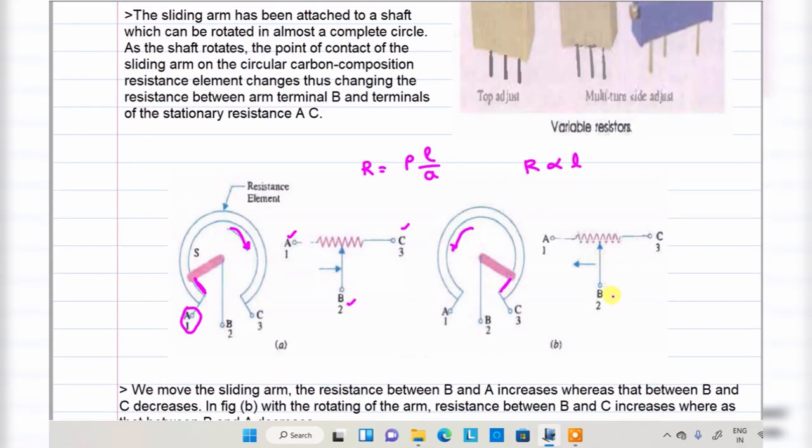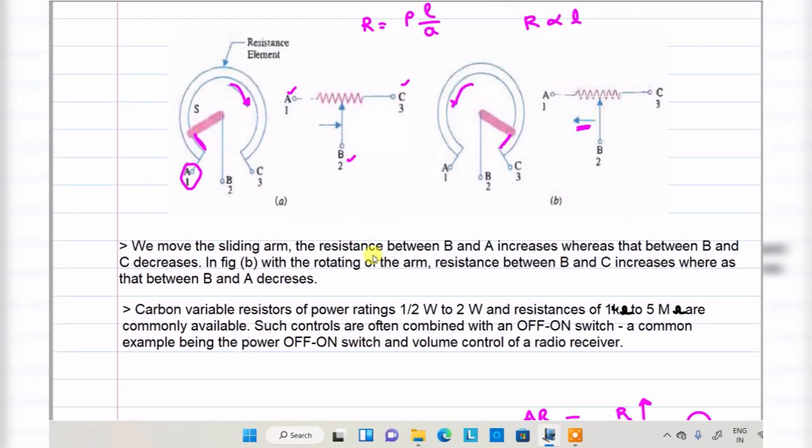Okay. This is a representation for A, B, C, and this arrow represents that this moving terminal is moving towards the A terminal or towards the B terminal. This particular arrow is represented. This is about variable terminals. All of you got my point?